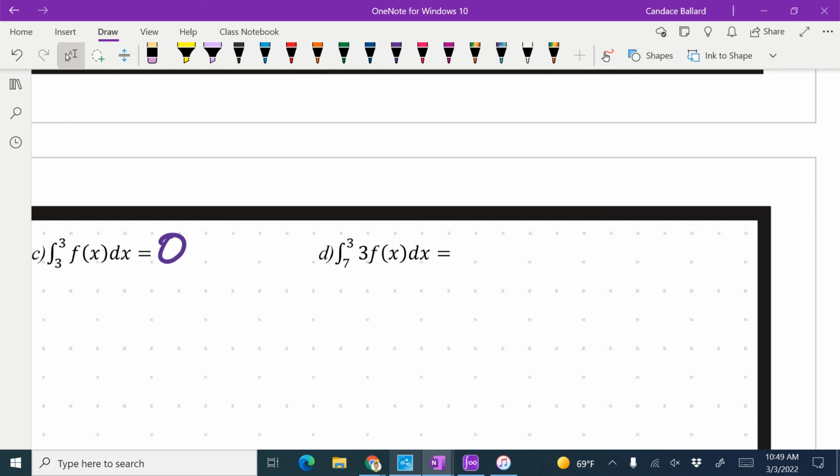First thing I would do is probably take that 3 and pull it out front. What else do we not like about the look of that? Bigger numbers on the bottom. How do we fix it? Yep, and then swap the values of the bounds.